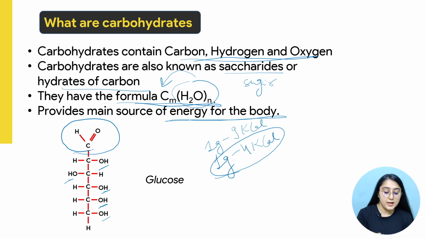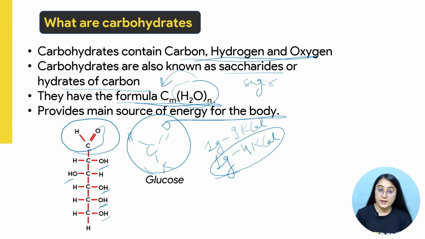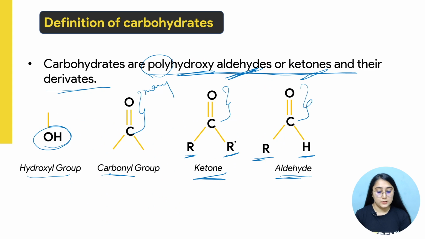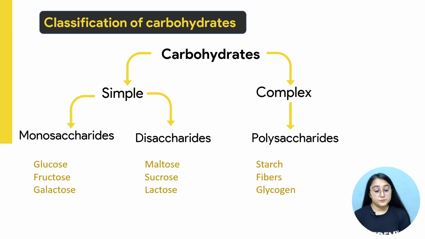We see that there is an aldehyde group present over here where we have the C double bond O carbonyl group, and with the carbonyl we have H on one side and the R group on the other side. So there is a presence of an aldehyde sugar. This makes glucose an aldose, and if there is a presence of a ketone group, we can call it ketose.